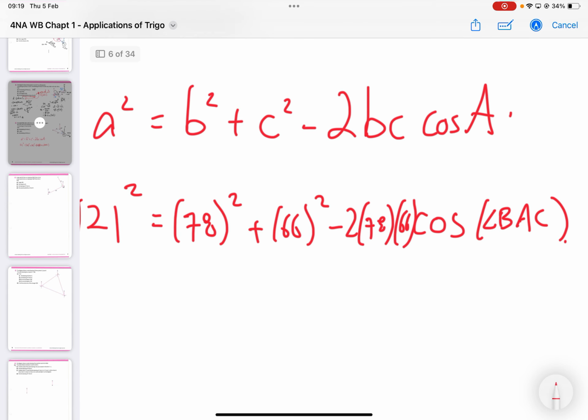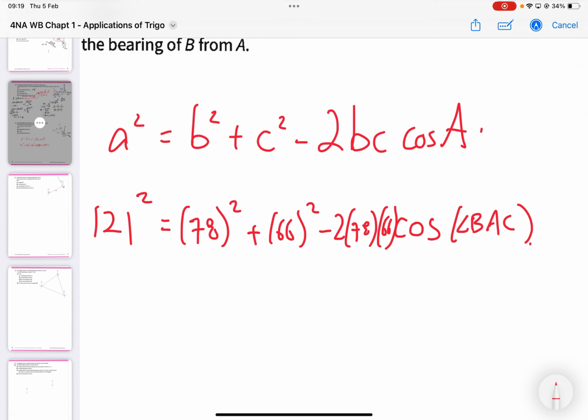Okay, so we have to first identify which is the angle. Then from the angle, the side opposite the angle is the 121. A corresponds to the big A. So when we see this formula, we must know this small a corresponds to this big A. Then your b and c are actually not so important. They are the other two sides. Then you try to simplify things before you type.